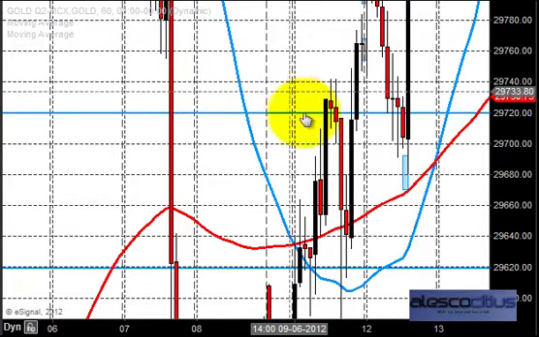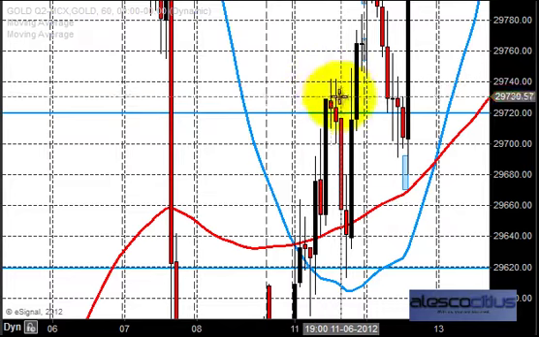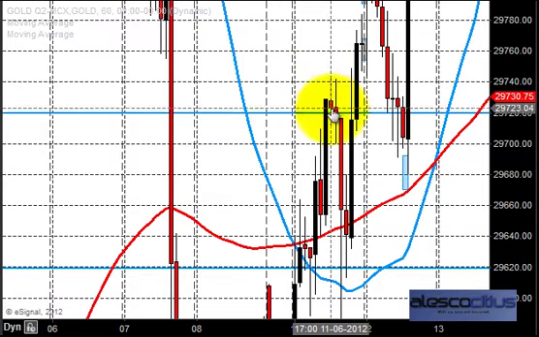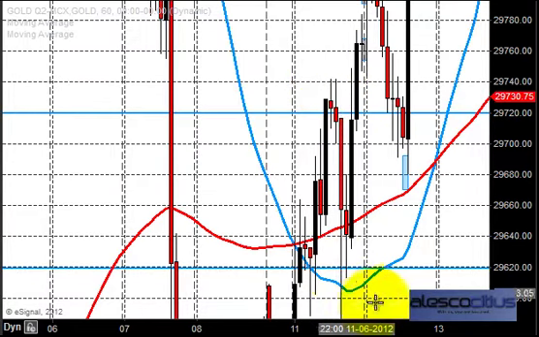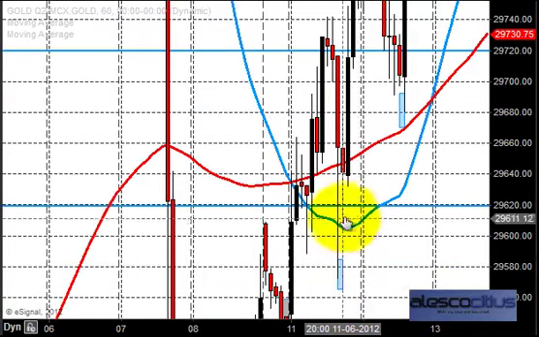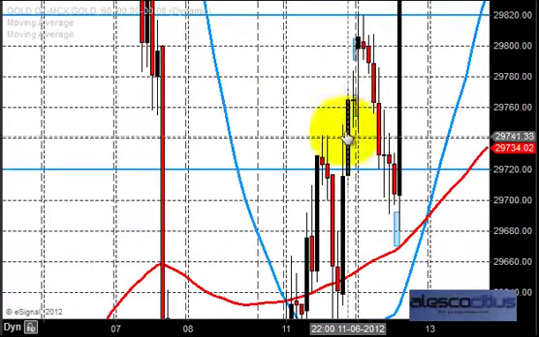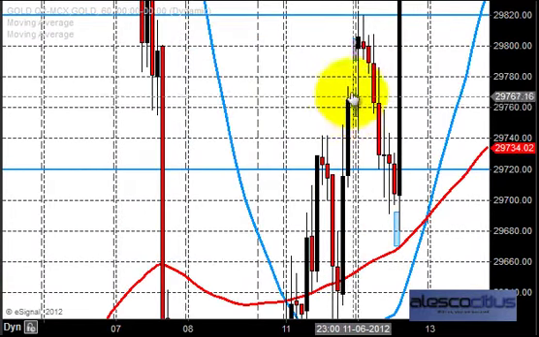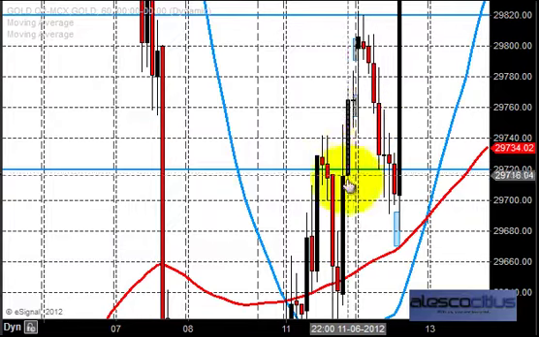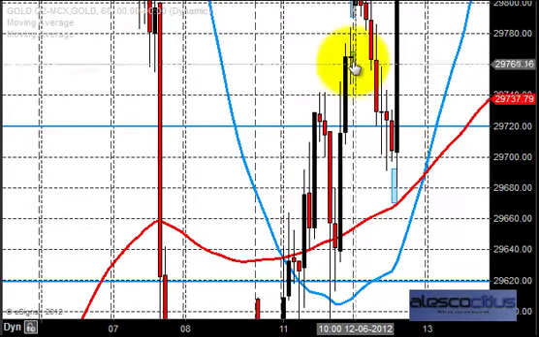29,740, and it found some resistance around 29,740 to 29,720. A failure to sustain above that pushed the market down, and it came down, and again it took some support around 29,620, and it went back and closed around 29,760. So on Monday the market closed higher.